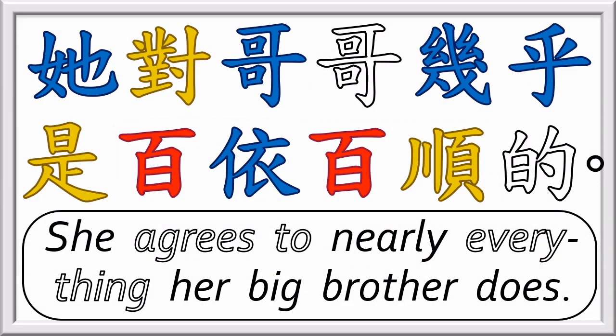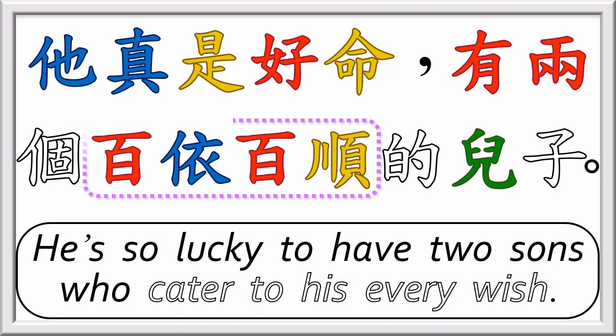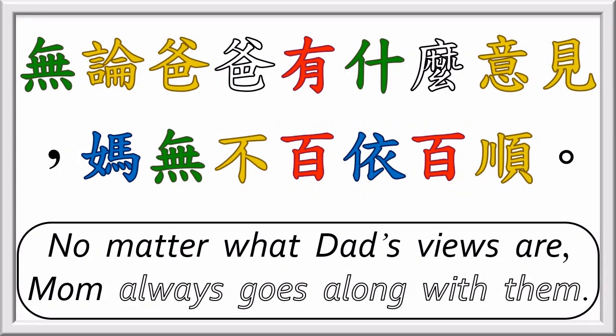To express the idea of docile and obedient, agreeing with someone about everything, the phrase to use is 百依百顺。他对哥哥几乎是百依百顺的。She agrees to almost everything her brother does. 他真是好命，有两个百依百顺的儿子。He is so lucky to have two sons who cater to his every wish. 无论爸爸有什么意见，妈无不百依百顺。No matter what Dad's views are, Mom always goes along with them.